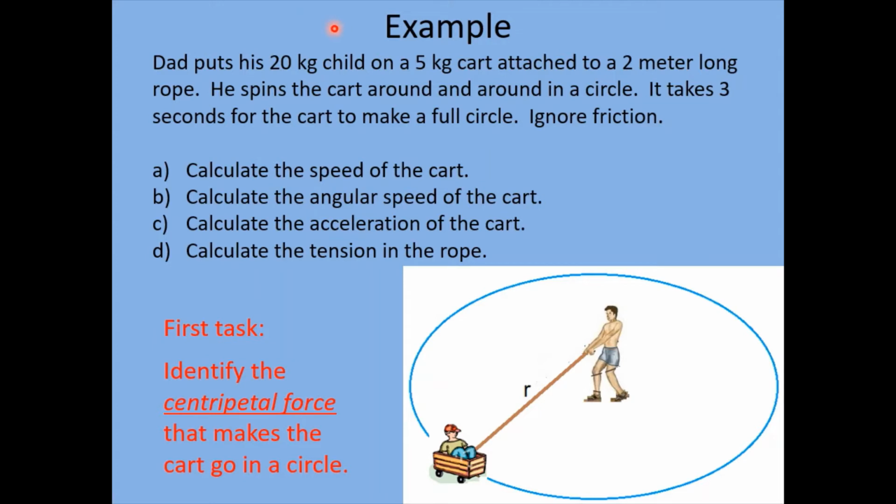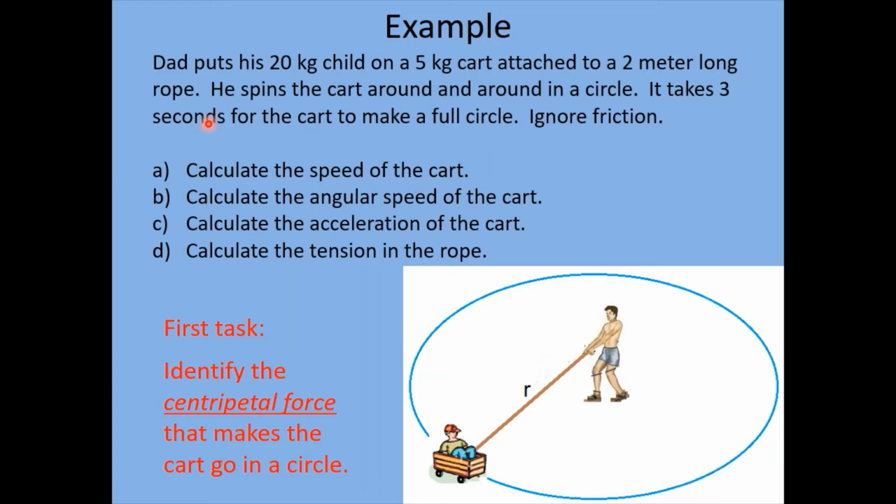So here is our first example. We've got Dad puts his 20-kilogram child on a 5-kilogram cart attached to a 2-meter long rope. So here's Dad in the center here. He's got this rope here. By the way, this 2-meter long rope, obviously that's going to be the radius of our circle. And he's going to spin the cart around and around in the circle. So he's giving his child here a ride as the kid travels around and around in a circle like this.